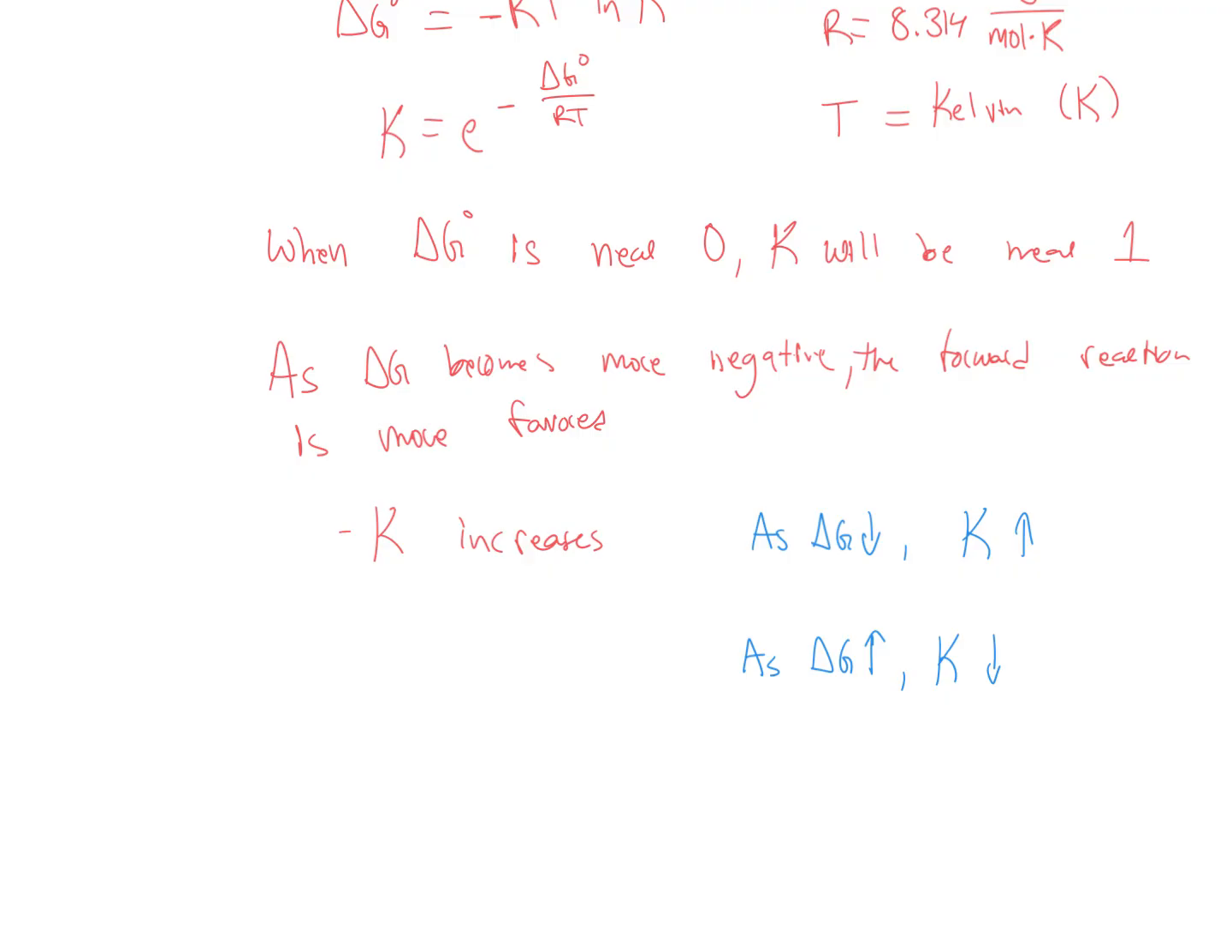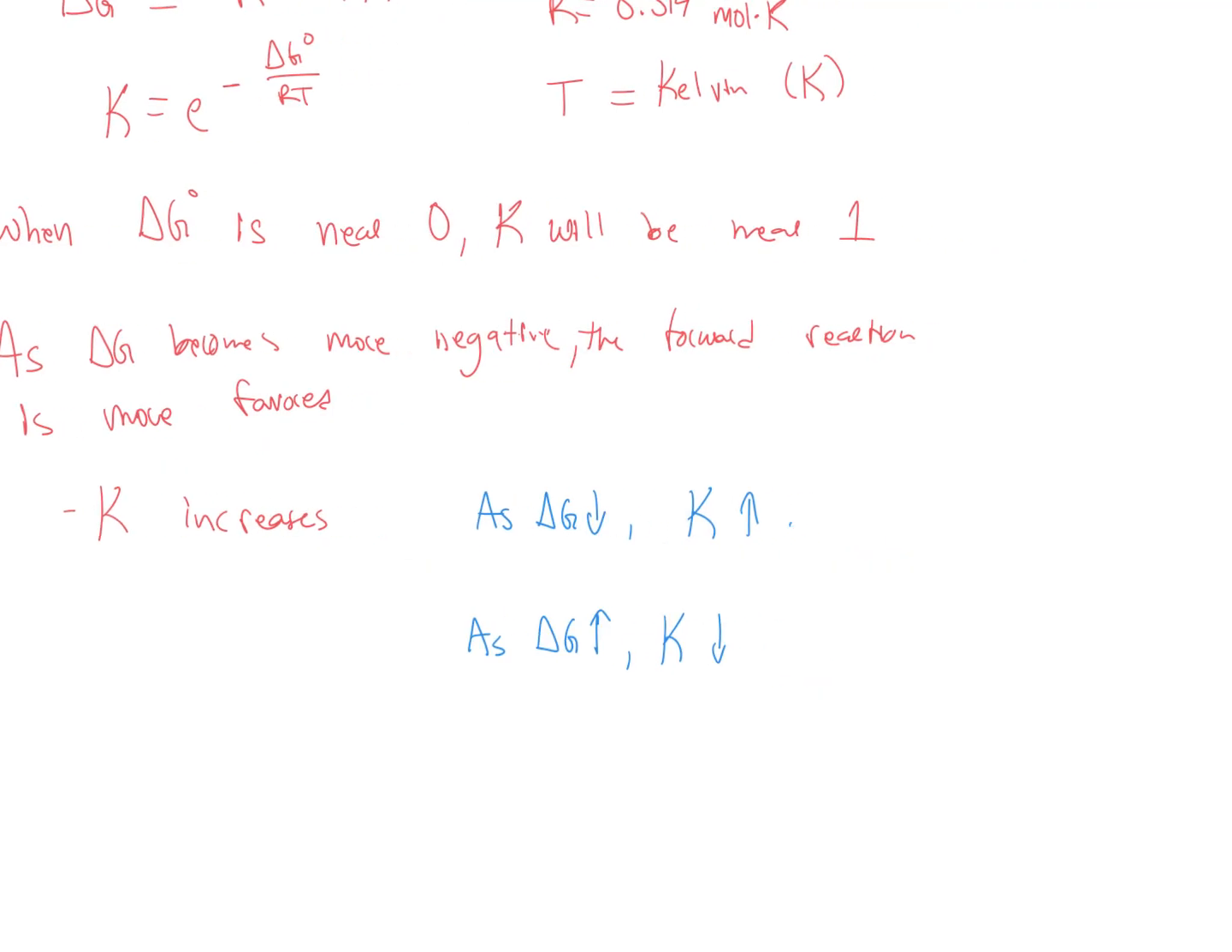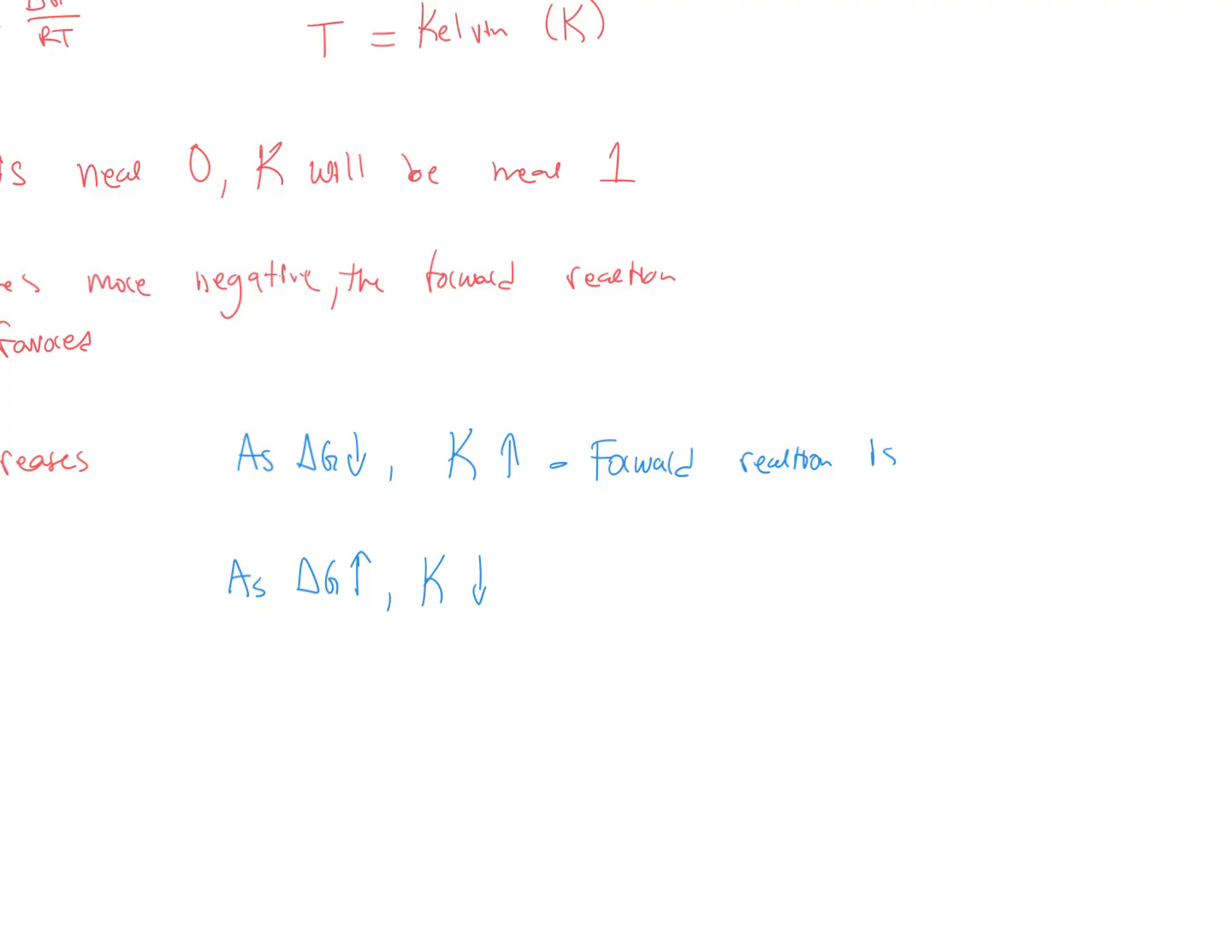If delta G is going down and K goes up, this means forward reaction is favored. As delta G goes up, but K goes down, that means reverse reaction is favored. And so if you have a reaction in which those values are changing, you can see whether or not one reaction or the other is going to be more favorable.